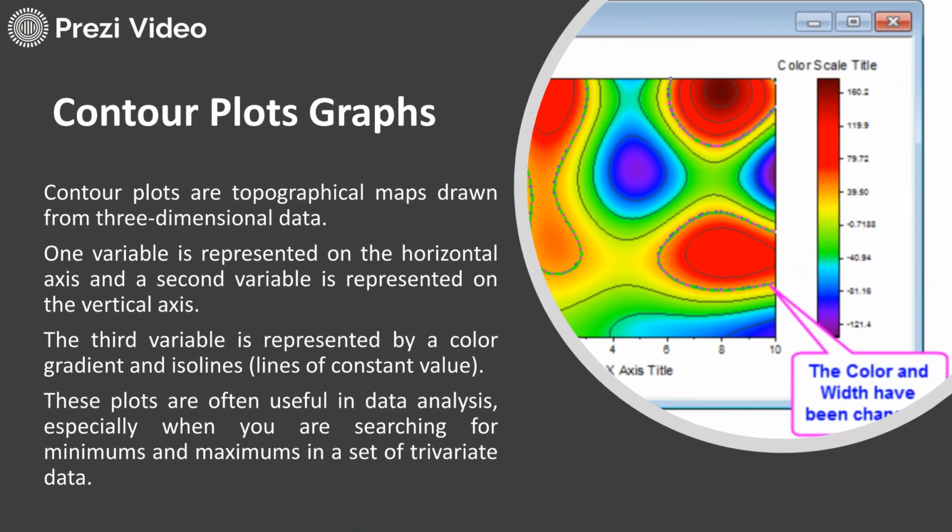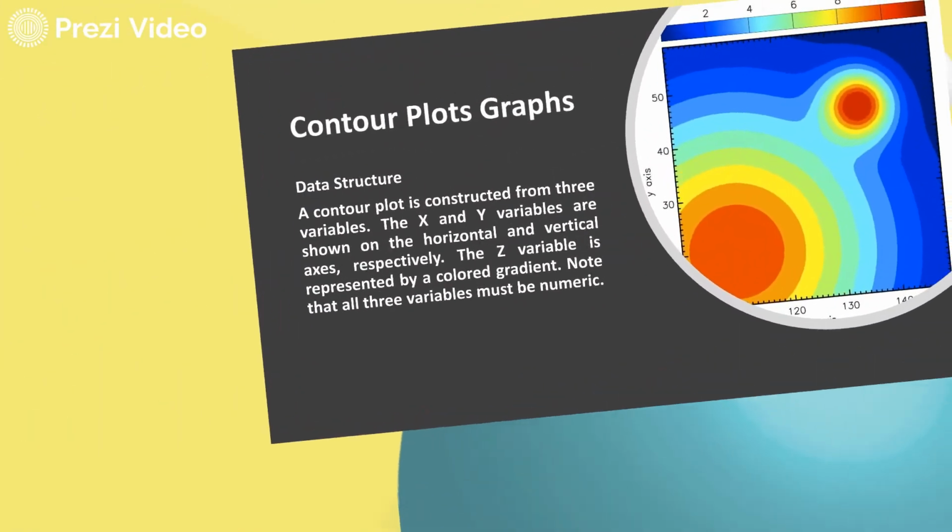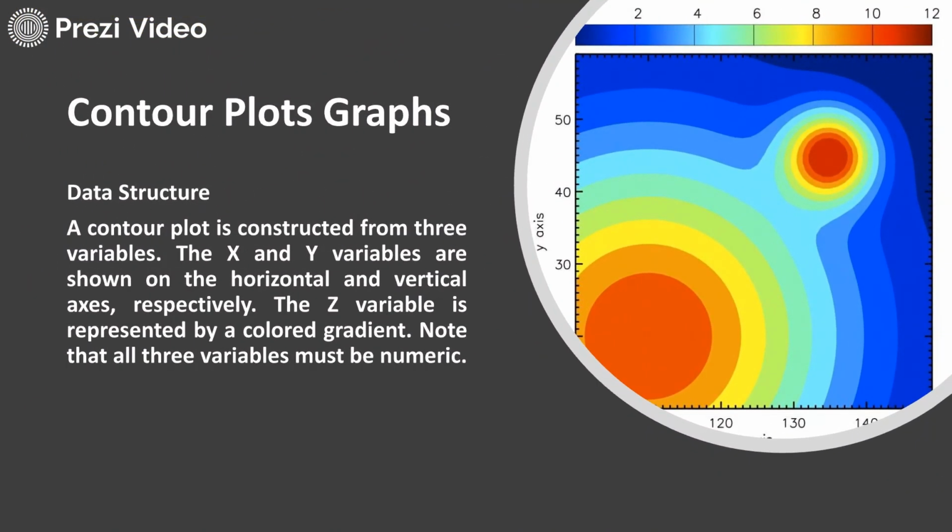So when we talk about these topographical maps, they are drawn from three-dimensional data. One variable is represented on the horizontal axis, another variable is represented on the vertical axis, and these plots are often useful in data analysis, especially when you are searching for the minima and the maxima in a set of trivariate data. So when you have to construct these contour plots, you have to construct them from three variables: x-axis, y-axis, and your responses in the form of z. Variable z is represented by a color gradient. Different colors with different intensities give you the response information. Note that all these three variables must be numeric in nature.